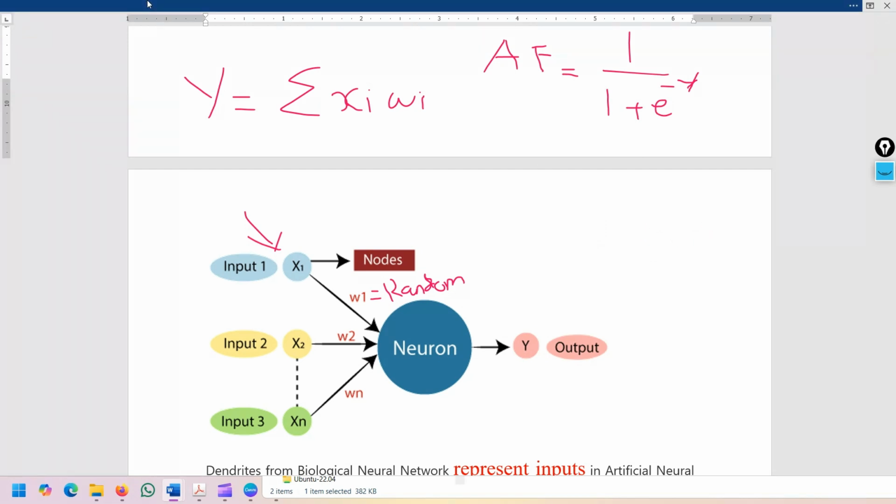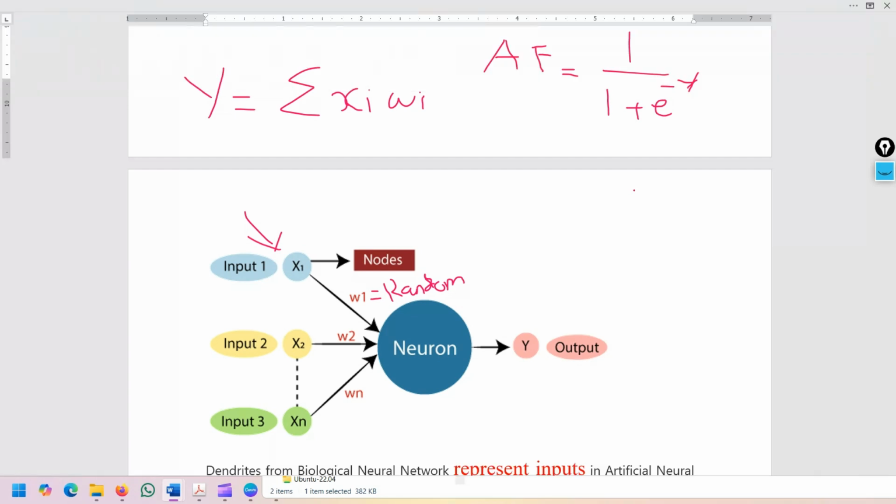We can write it as 1 by 1 plus e to the power of minus y value. So the number should not exceed 1, it should be between 0 and 1. The final output comes as a value between 0 and 1. This 0 to 1 is nothing but the probability value.